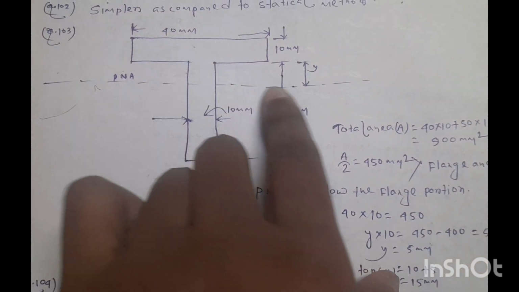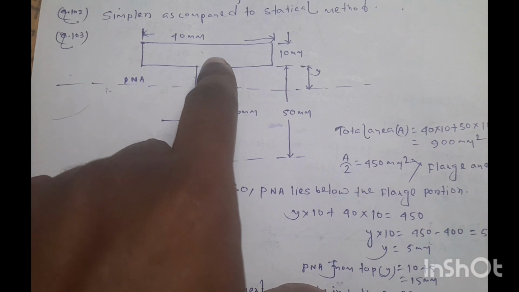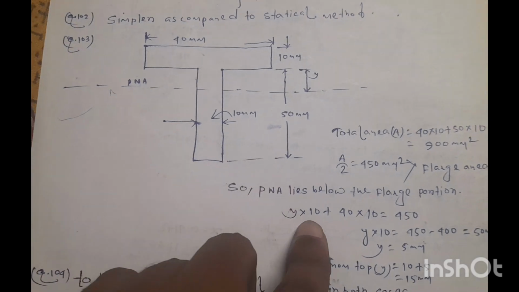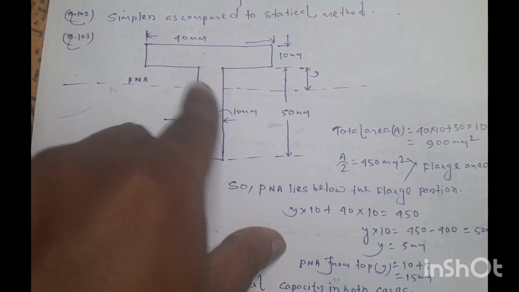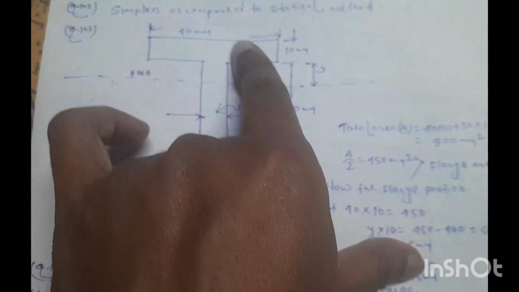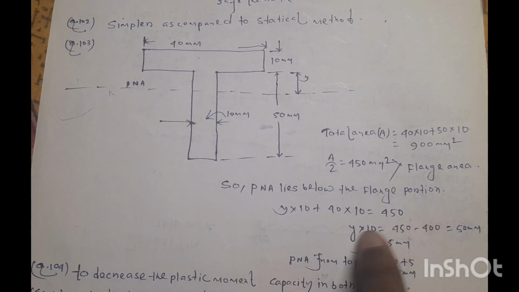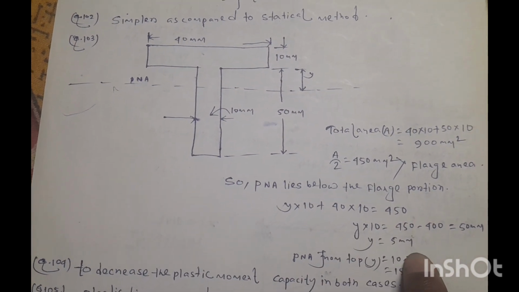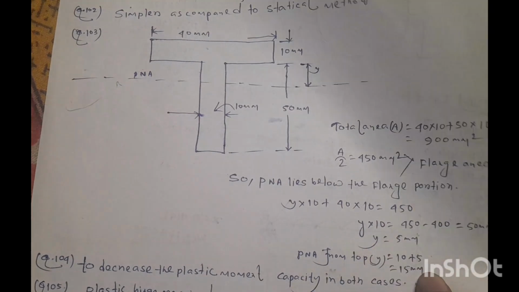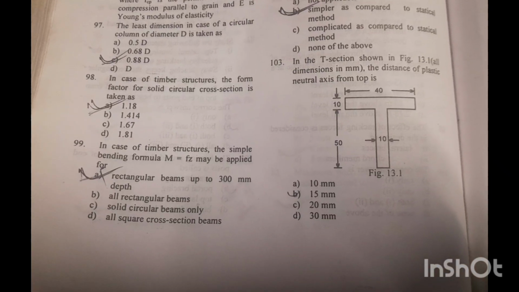Suppose this is the plastic neutral axis. The area above this neutral axis is equal to the area below this neutral axis. So we can write y into 10, y this thickness 10, plus 40 into 10 equal to half the area, 450 millimeter square. So from here we can get y equal to 5 mm. So plastic neutral axis from top will be 5 plus 10, 15 mm. Option B is right answer.